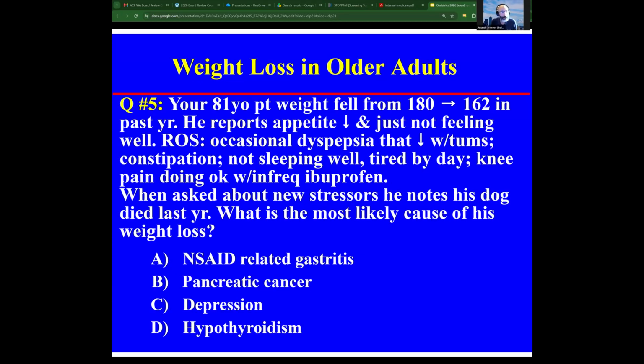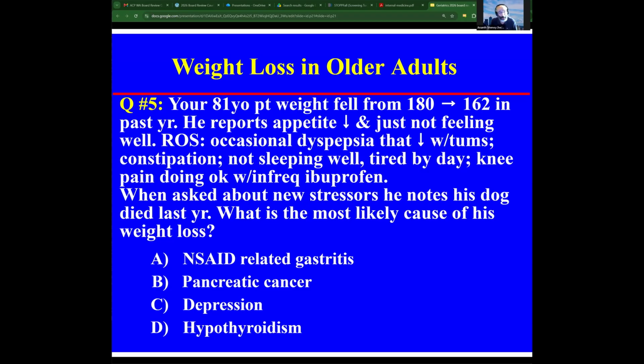So next question in regards to weight loss in older adults: you have an 81-year-old patient whose weight has fallen from 180 pounds to 162 pounds in the last year. The patient reports a decrease in appetite and just not feeling well. On your review of systems, they do have occasional dyspepsia that they treat with Tums. They do have some constipation.